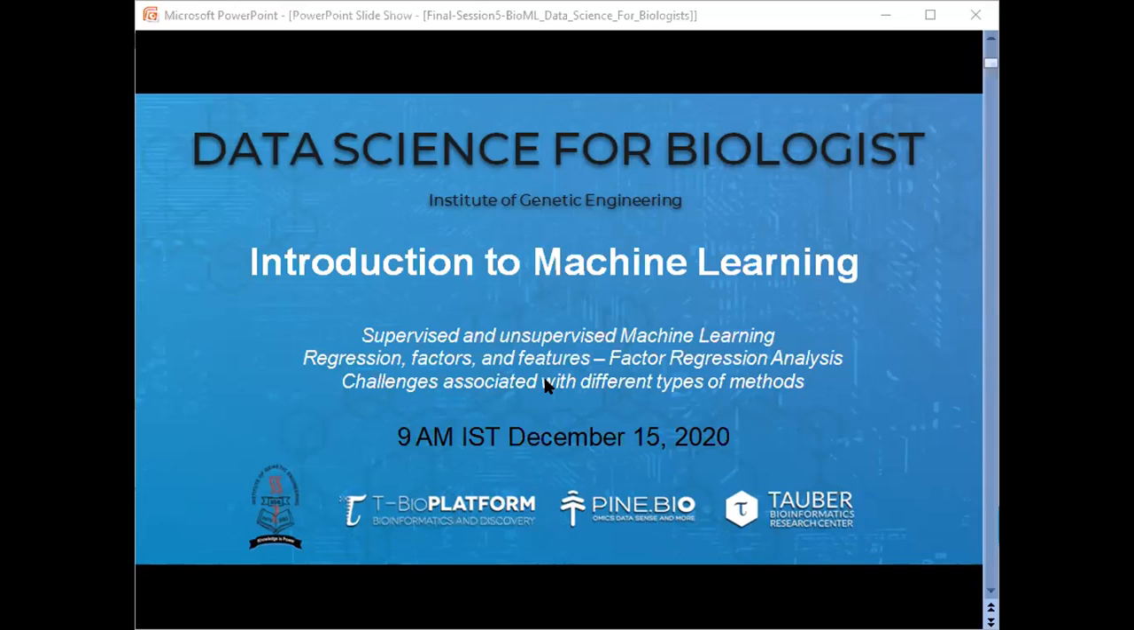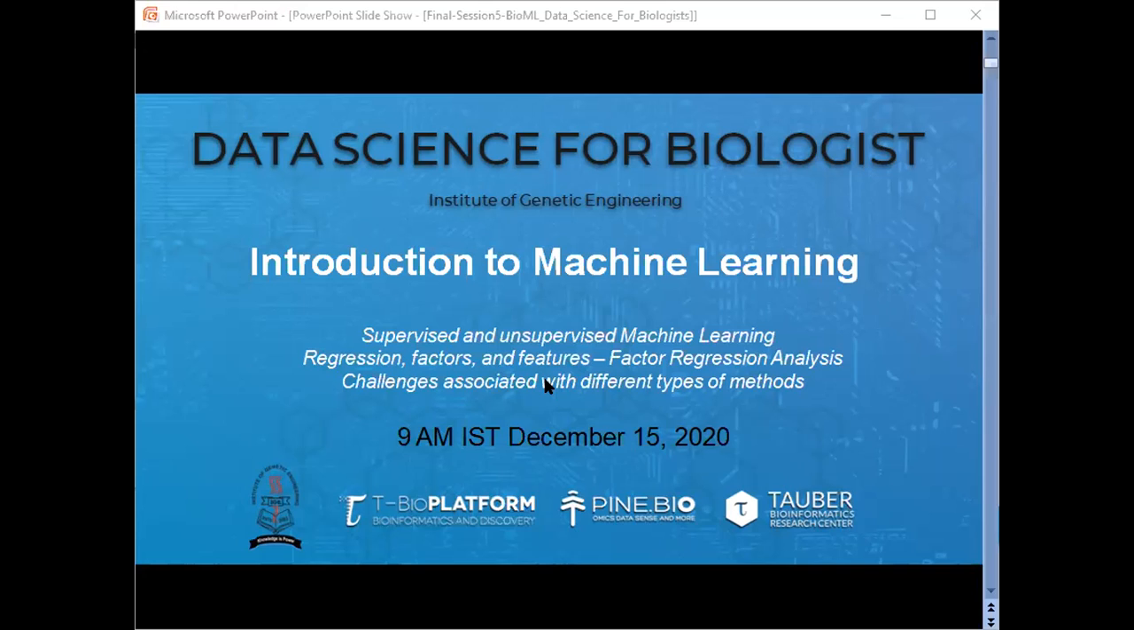We will learn how we can apply various machine learning techniques on transcriptomics data to derive biological significance from the data. We will also learn about regression, that is factor regression analysis. We will also learn how we can apply differential gene expression analysis using DESeq on the T-Bioinfo platform. And we will also try to understand the challenges associated with different types of methods and what considerations need to be applied before applying any method.